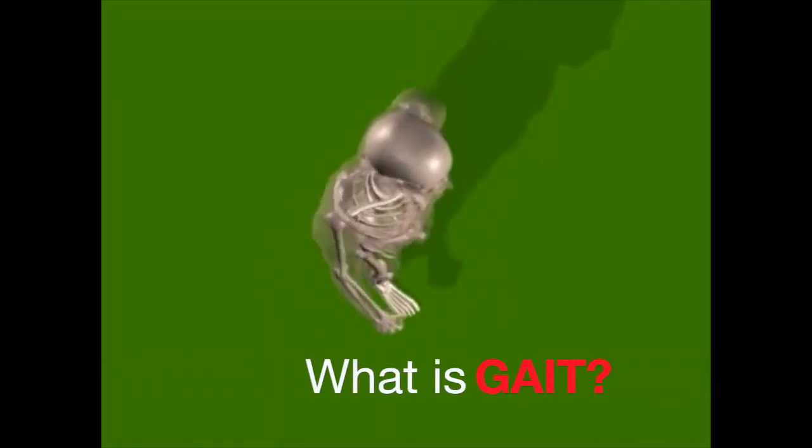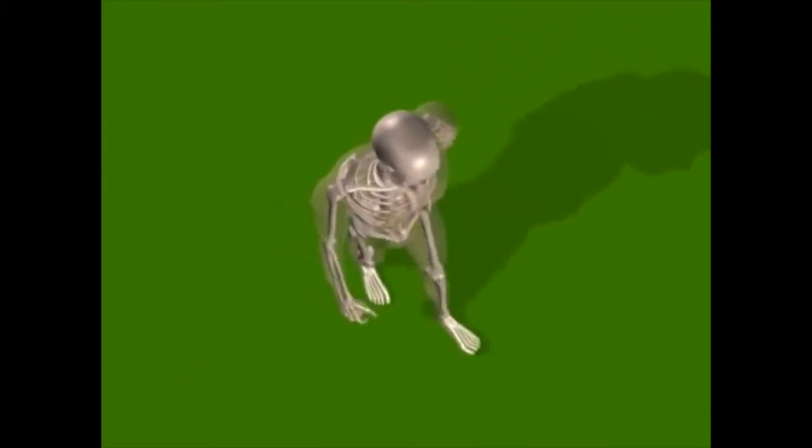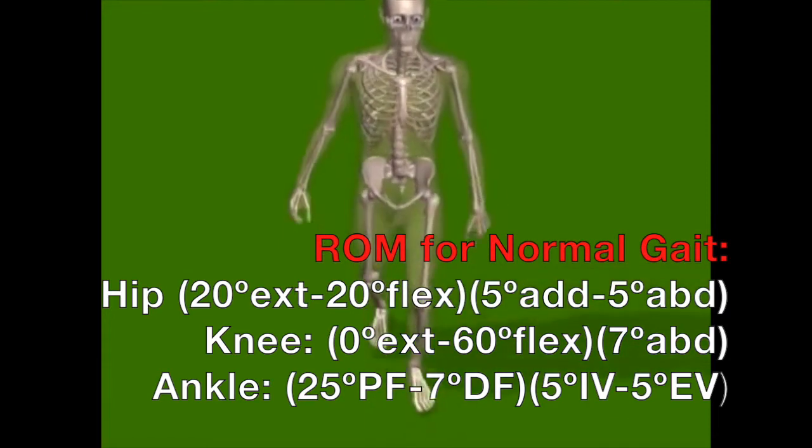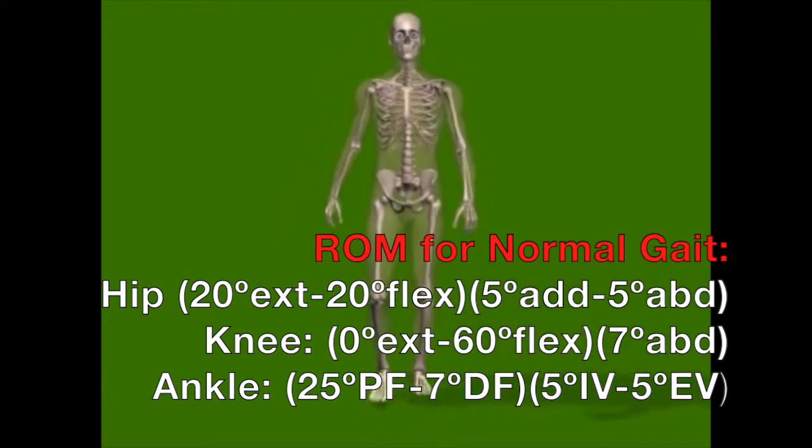Gait is the translatory progression of the body as a whole. It is produced by coordinated movements of body segments. There are two phases of the gait cycle, known as the stance phase and the swing phase.